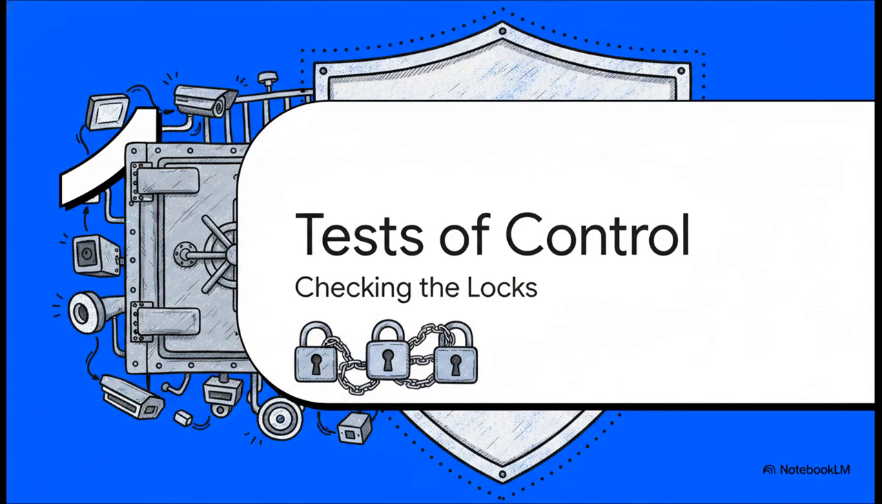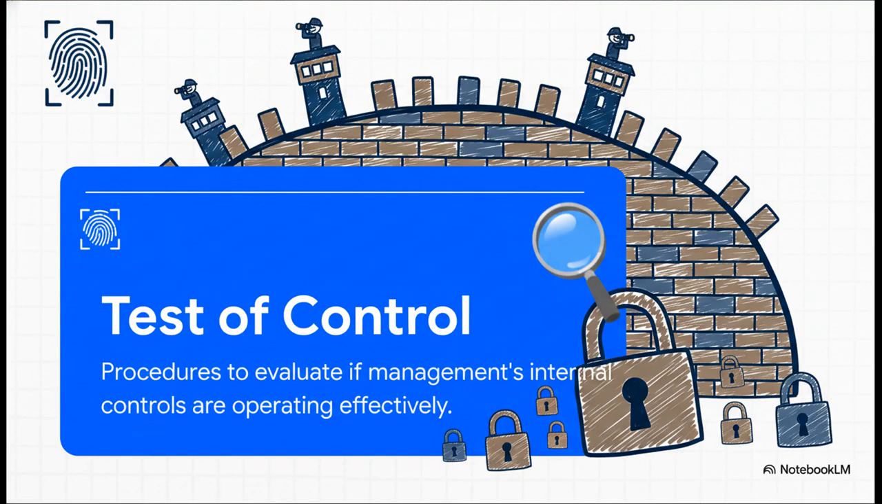Let's start with Phase 1, checking the locks, otherwise known as tests of control. Think of this as checking the security system before you ever step foot inside the bank vault. In practice, a test of control evaluates whether the internal safeguards implemented by management are actually operating effectively. Simply put, before the auditor even looks at the actual money, they want to know if the company has built strong walls, installed good locks, and hired attentive guards.